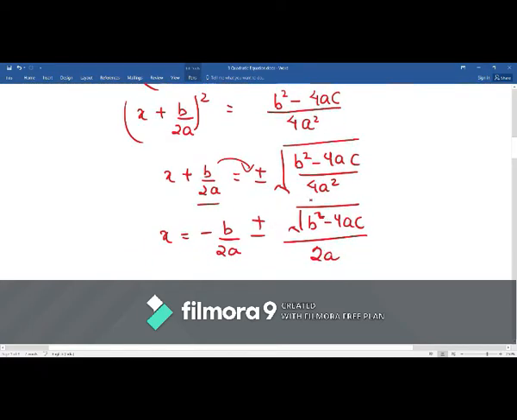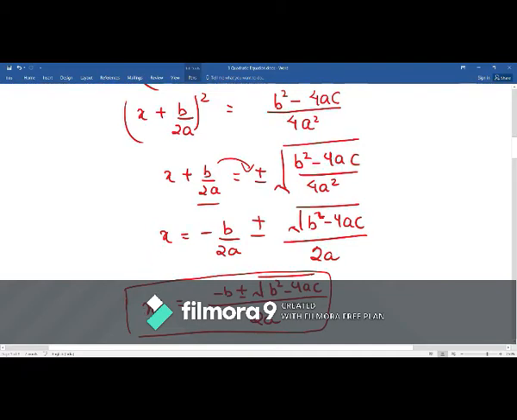4a square will come out of the root and become 2a, so we can take LCM 2a again, and x equals minus b plus minus under root b square minus 4ac by 2a. So this is actually the value of x. So now we have derived this formula by using the completing the square method.